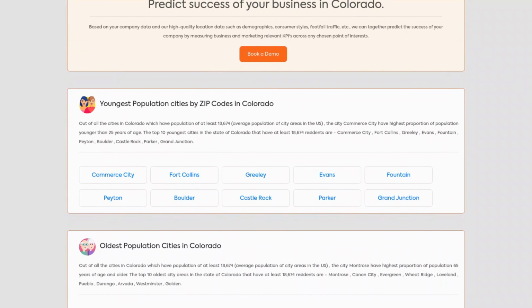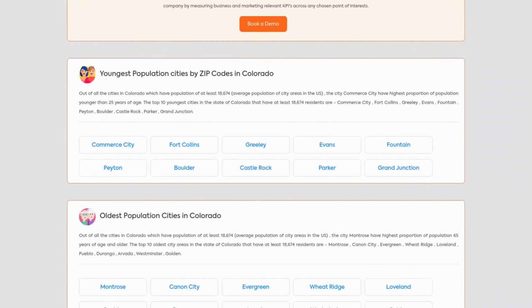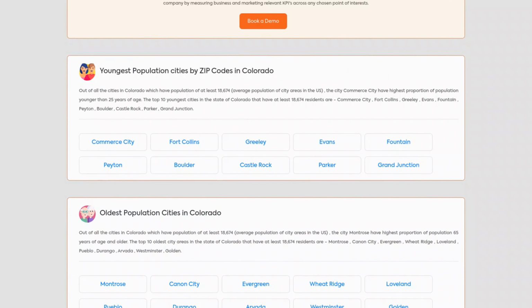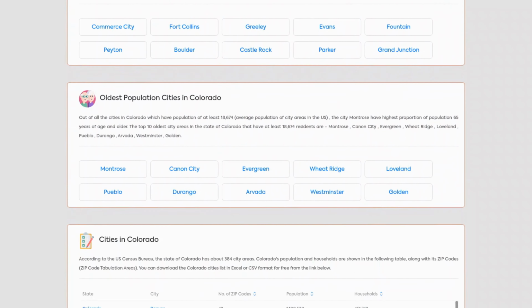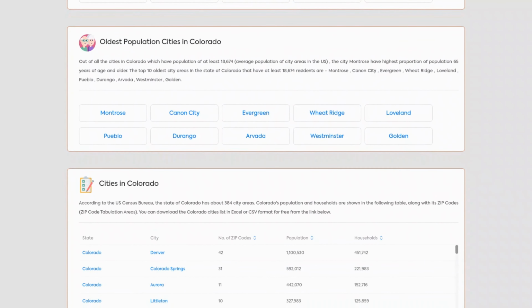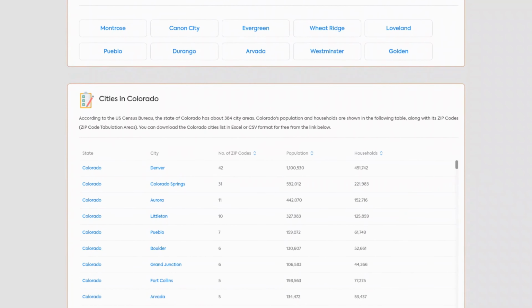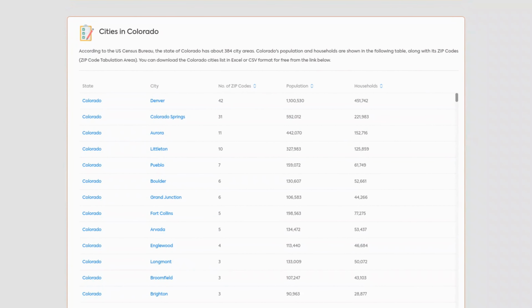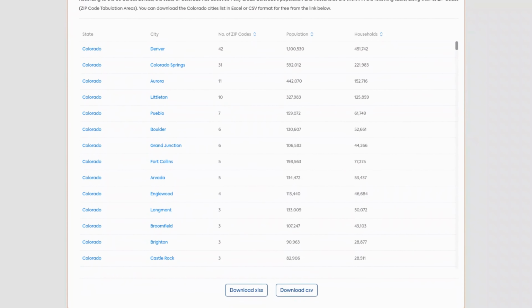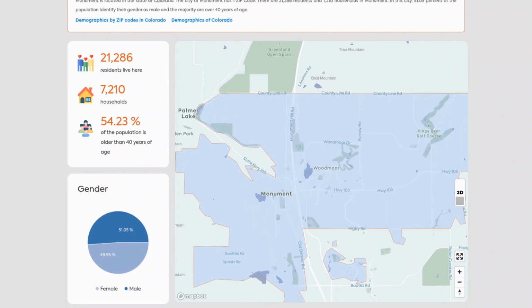You can also find the youngest population cities by zip code, the oldest population city, and then here's a breakdown of every city in Colorado, along with the population and the number of households. You can download this as an Excel file or a CSV.